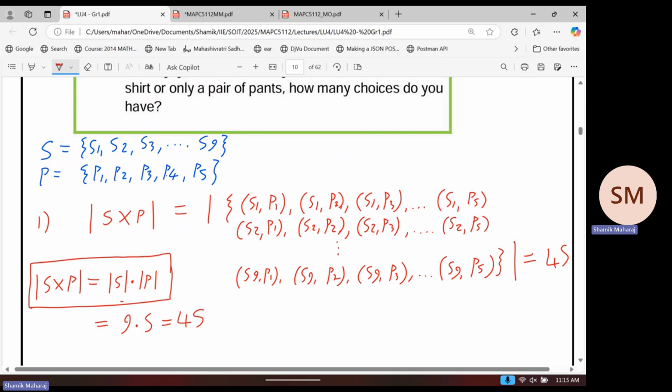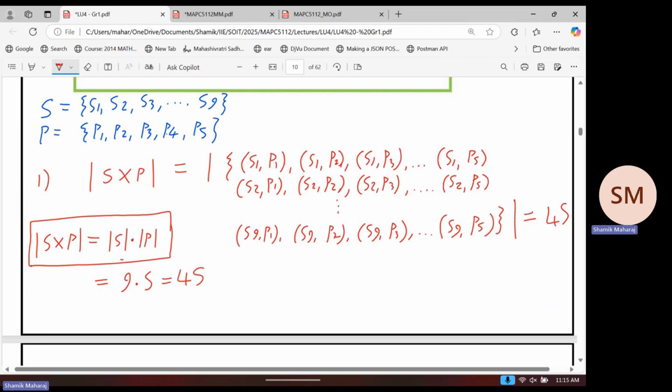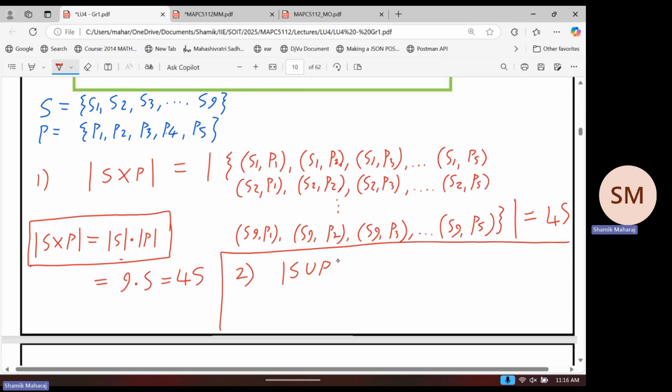Okay, so that was number 1. I think number 2 is much quicker. Number 2 was a question: if we pick only a shirt or a pair of pants, how many options do we have? And that's the same as taking the union of both the sets, S union P. We want a number, so the cardinality of that.